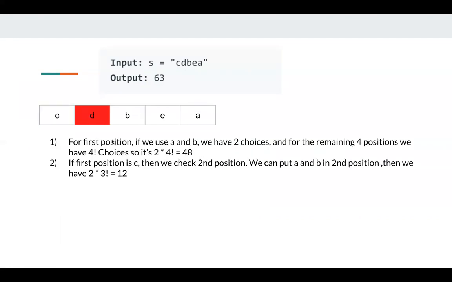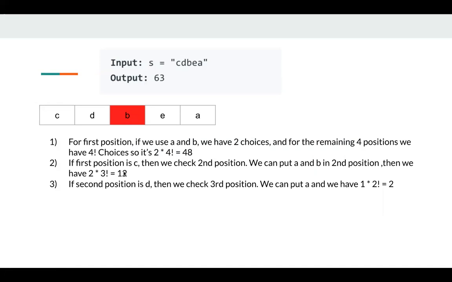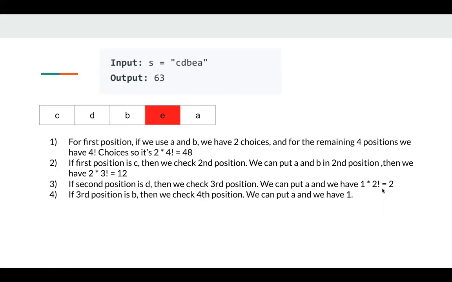If the first position is C, for the second position, now it's D. We can also use A and B in the second position. So we have to multiply by the factorial of 3, which is 12. For the third position, we can put A, so we have 2. For the fourth position, we can also put A. Then we have 1. And so the total rank is 48 plus 12 plus 2 plus 1, which is 63.